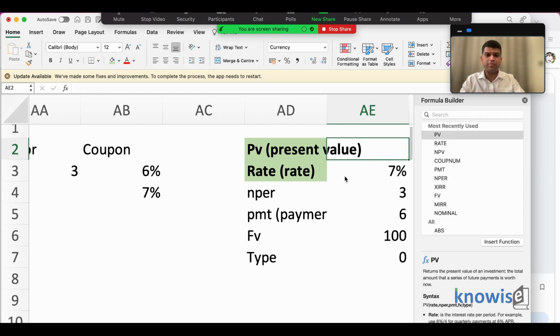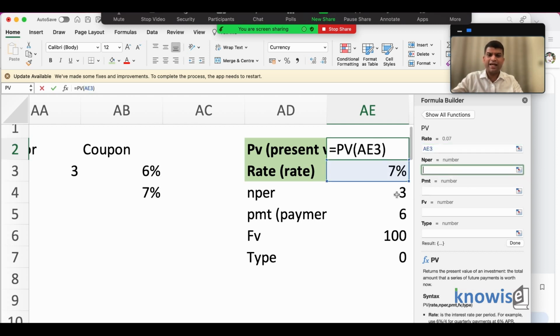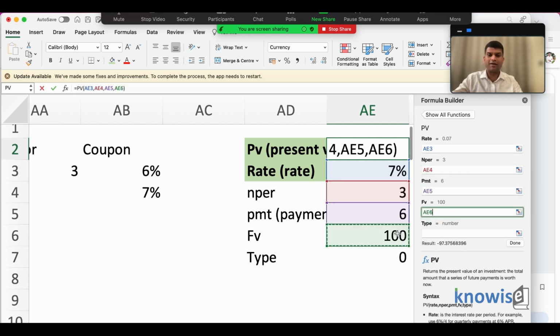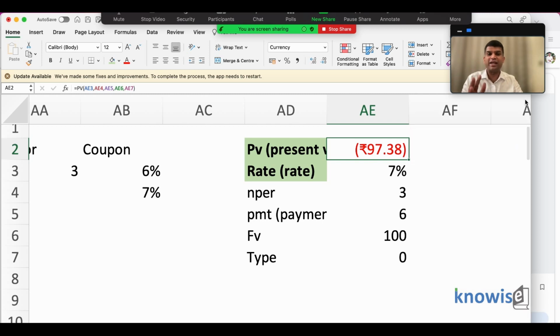Okay, let me just repeat this once again. Look for PV function, insert function, and then start giving the cell reference, right? Rate is 7%, NPER is 3, payment is 6, future value 100, that is the money you're going to get at the end of third year, and type is 0. Click on done. The present value is 97.38. Now you all must be wondering, why is this in red or in bracket? It is nothing but a negative symbol, right?